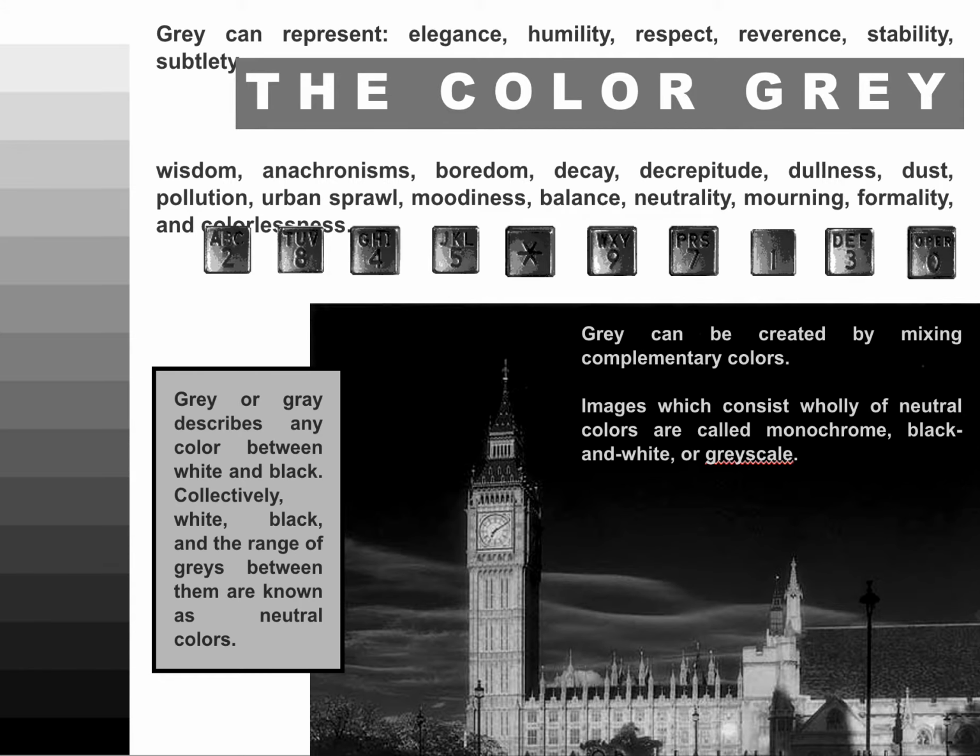And we're going to start with the color gray. Now, yes, gray is a color. And when we talk about grayscale, we're talking about the scale on the left that goes from black to white and all the iterations of gray in between. Gray can represent elegance, humility, respect, reverence, boredom, dullness, neutrality, pollution, formality. So see, some of these words are positive, some of them are negative, and some of them are neutral. So it just depends on the context.